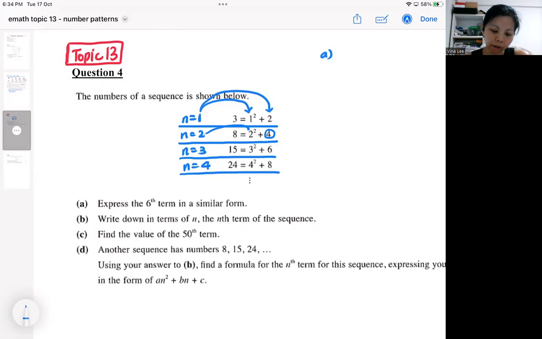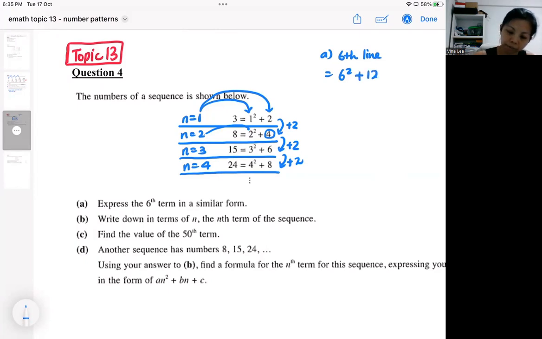Most of you should be able to see that it's 1 square, 2 square, 3 square, 4 square. So the next one, if you talk about the 6th line, then you will be expecting a 6 square. And then if you observe the pattern here, it seems like it's always a +2. So you will expect that the next number will be 12. So n equal to 5 will be a 10. So 6 will be a 12.